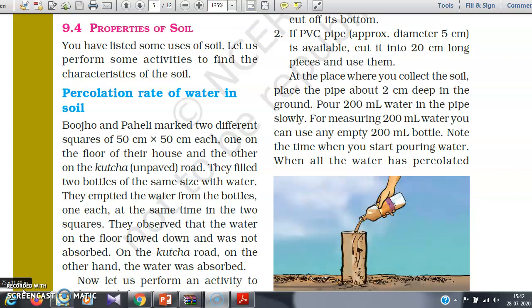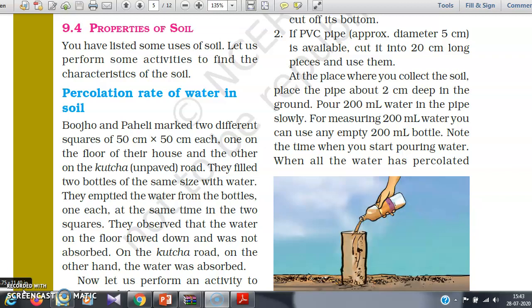Today I am going to continue with chapter 9, Soil. In our previous two videos, we have already discussed the utility of soil, soil profile, composition of soil, different types of soil, and also we started discussing properties of soil. Today, we will continue our discussion with properties of soil.